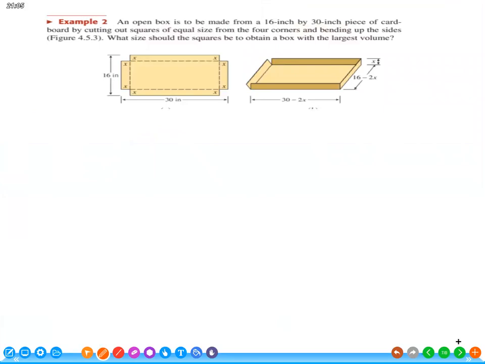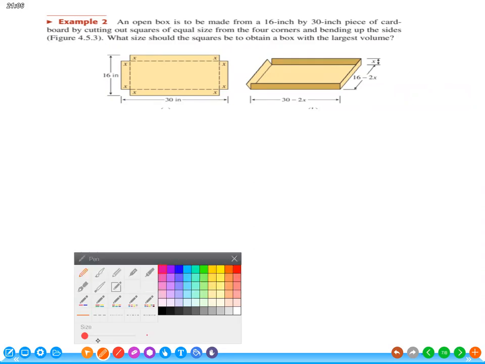This is another example about optimization word problems. An open box is to be made from a 16-inch by 30-inch piece of cardboard by cutting out squares of equal size from the 4 corners and bending up the sides. Look at the figures here. What size should the square be to obtain a box with the largest volume?